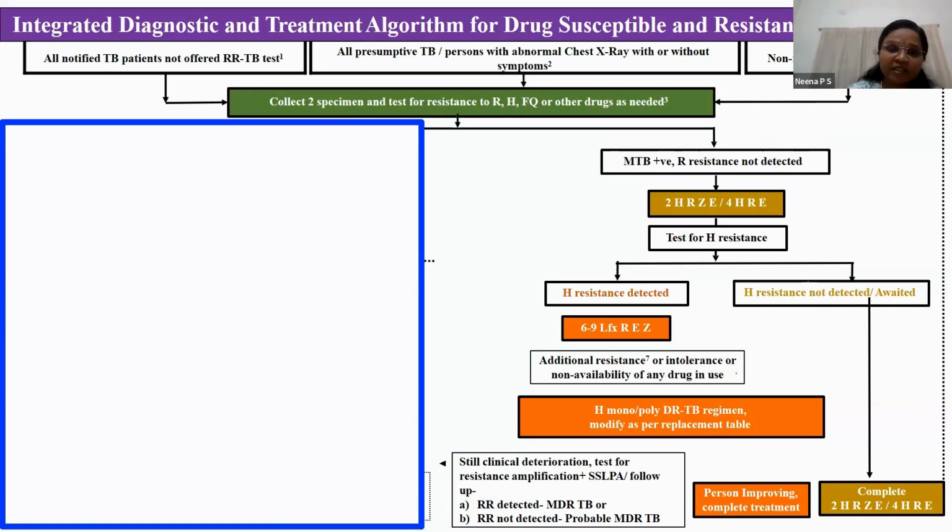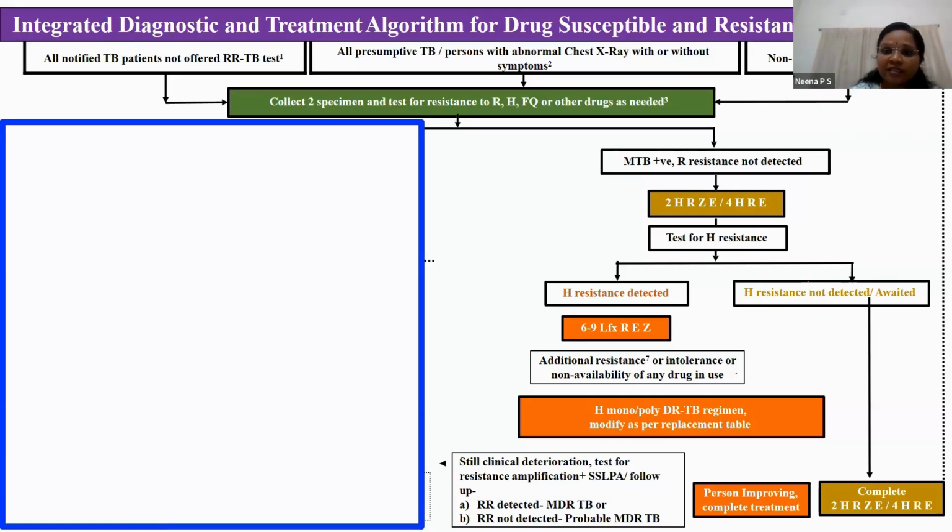In that scenario, you also have to send a sample for a NAT. Maybe it is a TrueNAT or a CBNAAT. And the patients who are non-responders to any regimen, that is, the patient who is already on treatment but is not responding and is having poor clinical response, that patient also you have to test for drug resistance. So we'll be offering the NAT test for all these three groups of people.